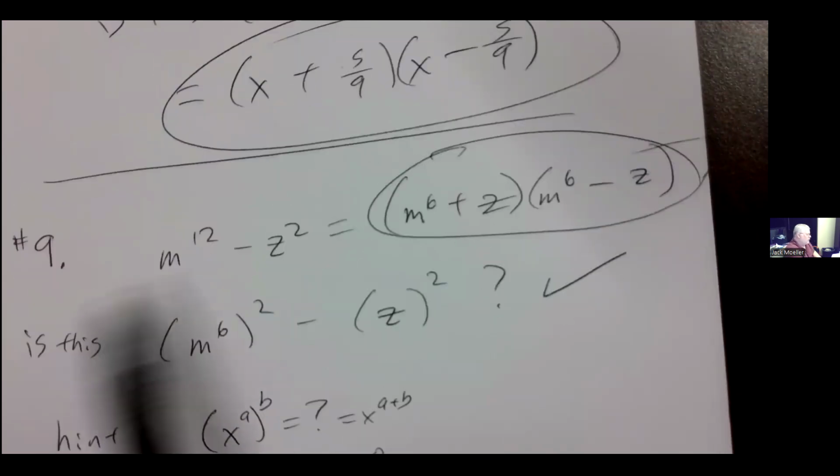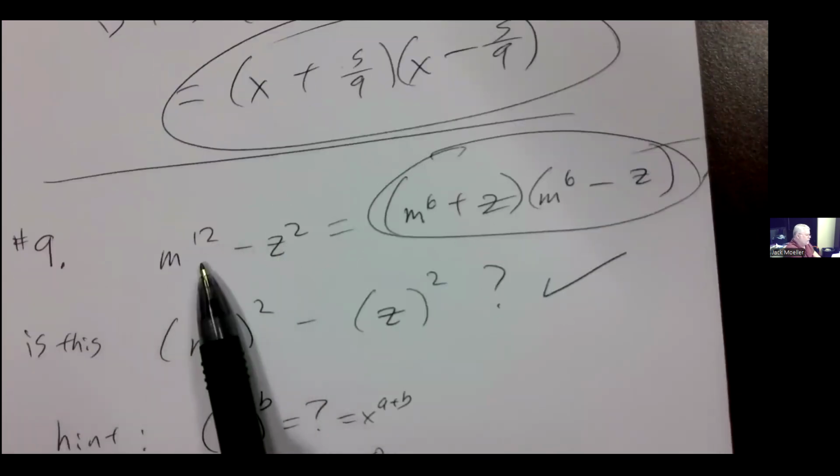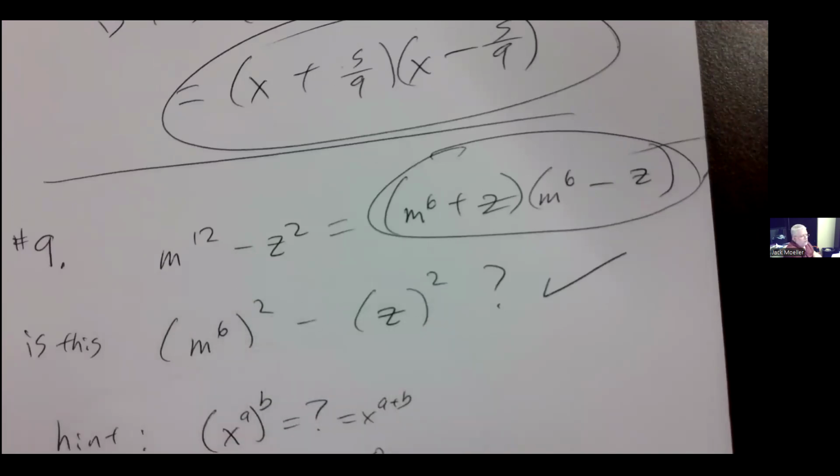So even though it doesn't look like it, if the exponents on your variables are even, you can actually square. If we were looking for cubes, which we're not in this class, then you need multiples of 3, that sort of thing.